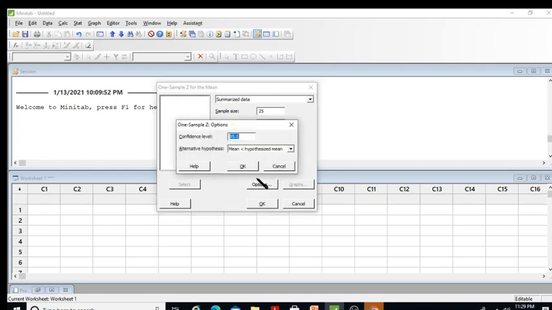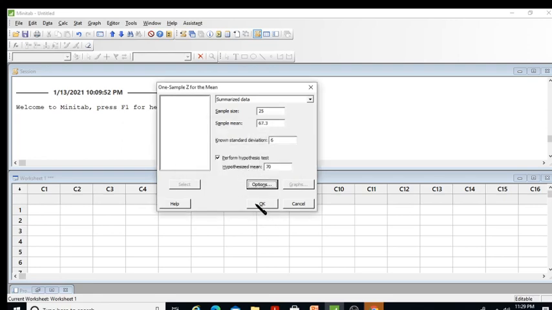And the options here: your confidence level is 95%. It means your significance level is 5%. So 5% is that critical value. If on your normal distribution your sample test statistic is lying in that region, you are going to reject your null hypothesis. So the alternative hypothesis here is that your mean is less than your hypothesized mean, or your null. This is your alternative hypothesis. So you just click on OK, and just click on OK.